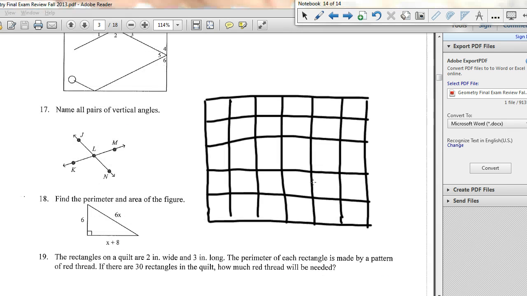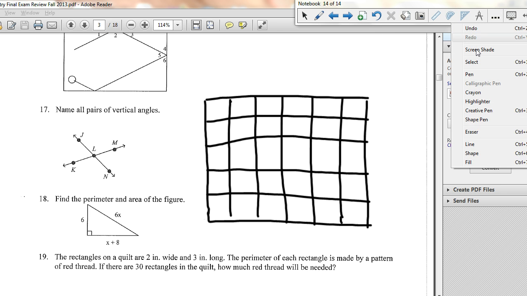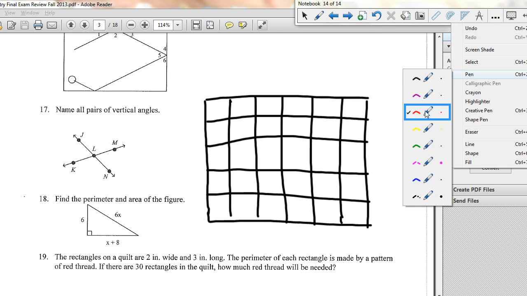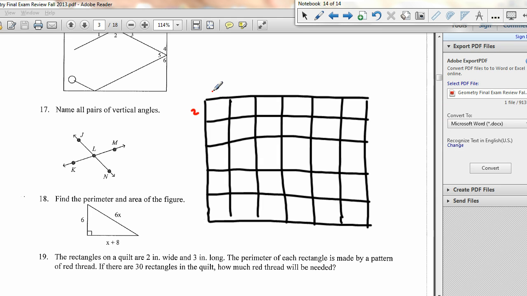Give me just a second. Okay, so here's a picture of a quilt with 30 squares on it. If you imagine this was a 2 by 3, as it says, then you've got 1, 2, 3, 4, 5, 6 3-inch sections, and you're going to have that 1, 2, 3, 4, 5, 6 times.